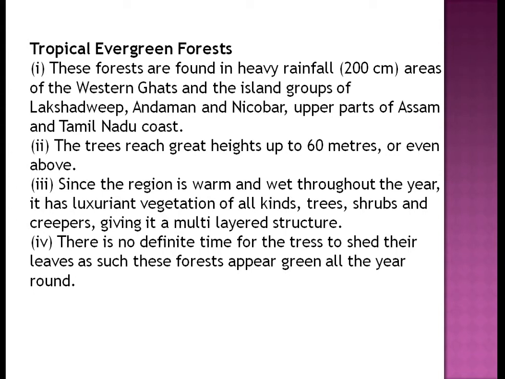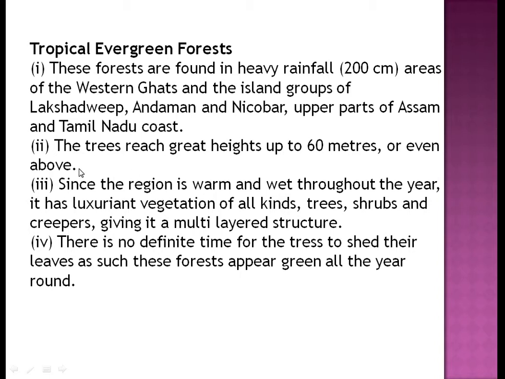First, tropical evergreen forest. These forests are found in areas of heavy rainfall. First, we are going to see the rainfall here. This is the rainfall. Then, the Western Ghats and Eastern Ghats, the island groups of Lakshadweep, Andaman and Nicobar, upper parts of Assam and Tamil Nadu are the areas where these forests are found.